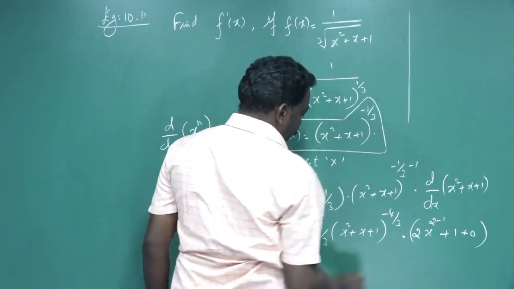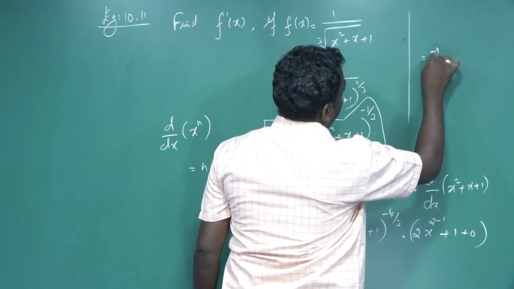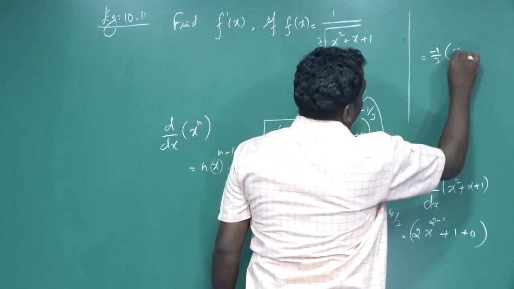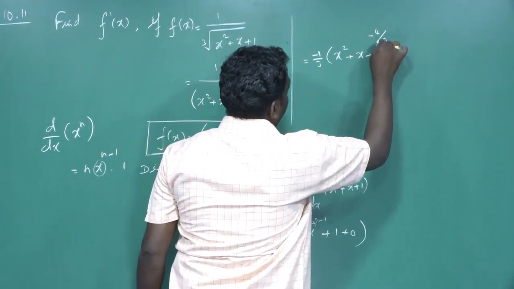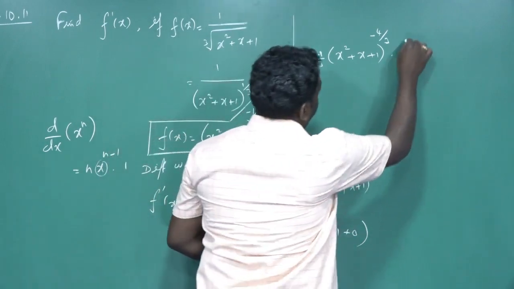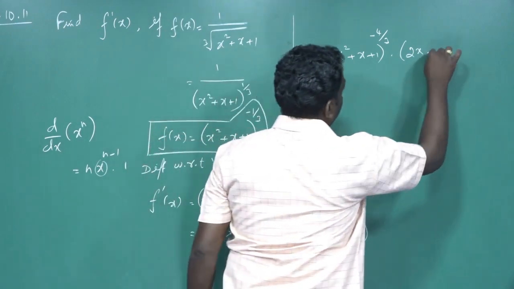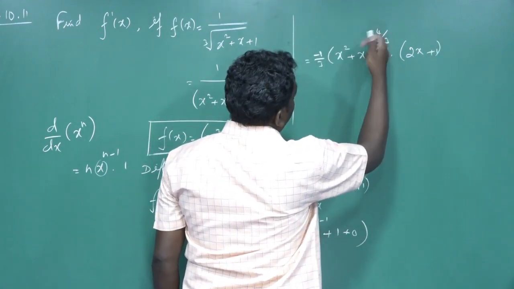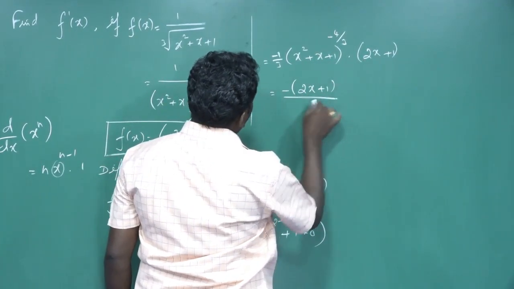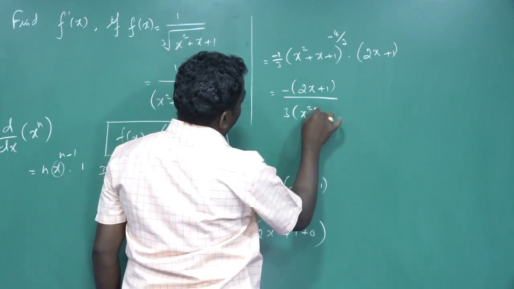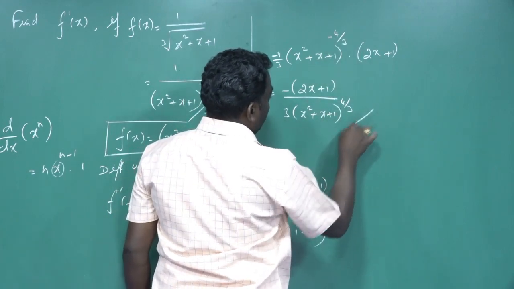And that is equal to, just write it as minus 1 by 3 into (x square plus x plus 1) whole power minus 4 by 3 into (2x, 2 minus 1 is x plus 1) plus 1. Now it is a minus term, write it in denominator form. That is equal to minus (2x plus 1) by 3 into (x square plus x plus 1) whole power, minus becomes plus, 4 by 3, and it is the final answer.